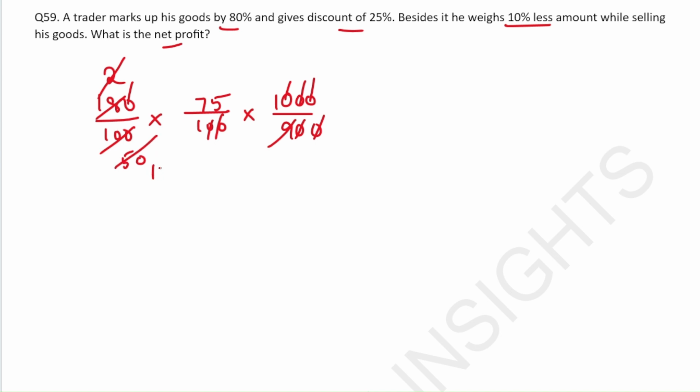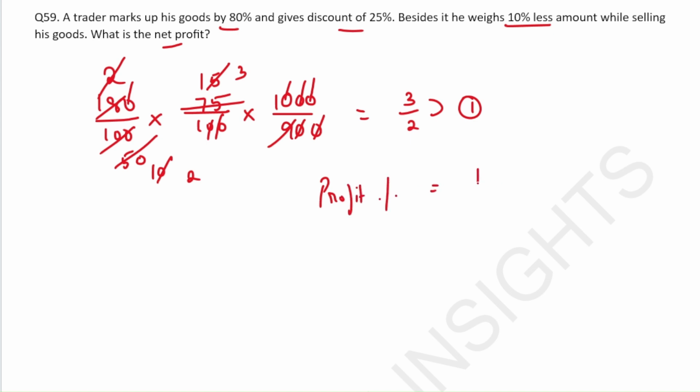And then we know that 5 1s are 5, 5 3s are 15, 5 2s are 10. So that means 3 by 2. So the net profit is how much? By 1, right? So profit percent will be 1 divided by 2 into 100. So we know that 250. So the profit percent is 50%.